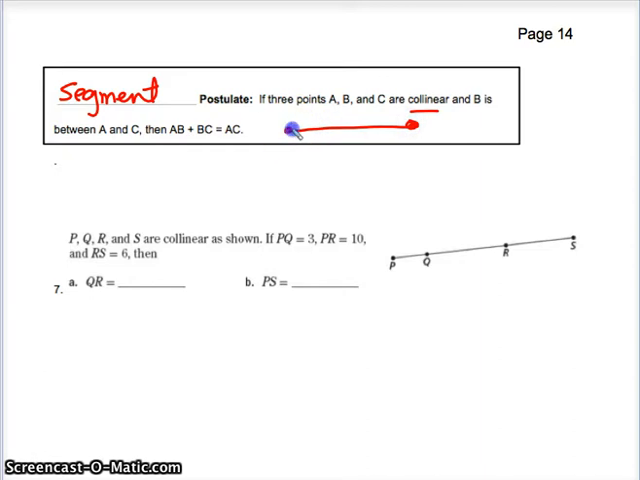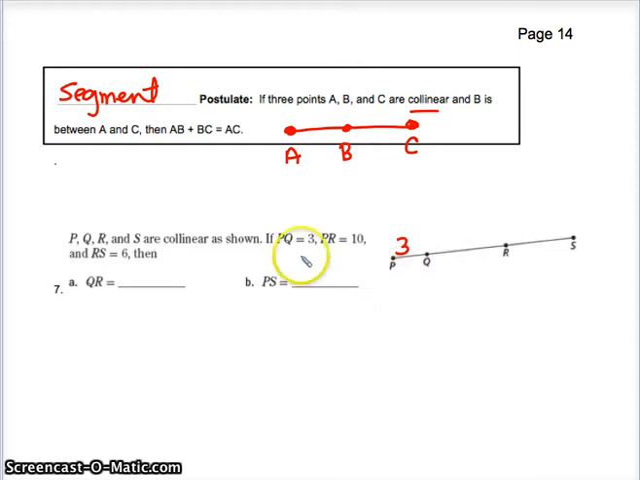I've got a segment. B is in the middle of AC. So this segment AB added to BC is the whole segment, and we can use that to help us solve some problems. Let's look at the given information in number 7. P, Q, R, and S are collinear, meaning they're on the same line. PQ is 3.